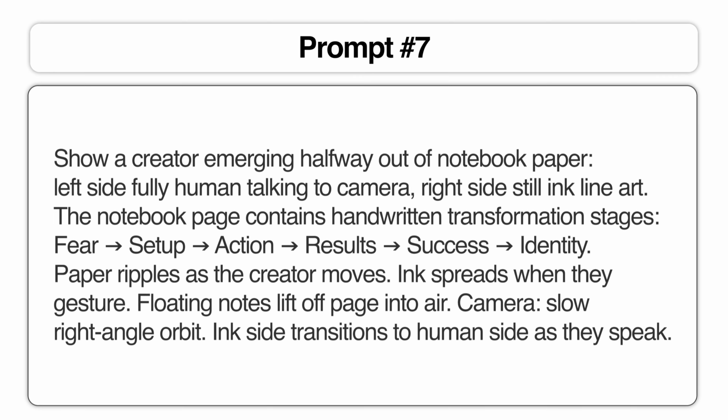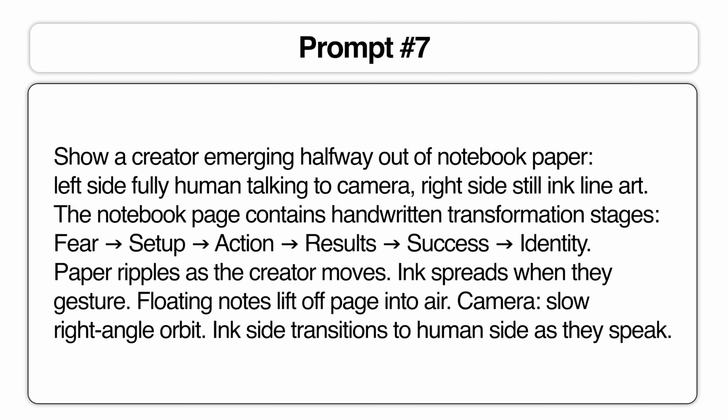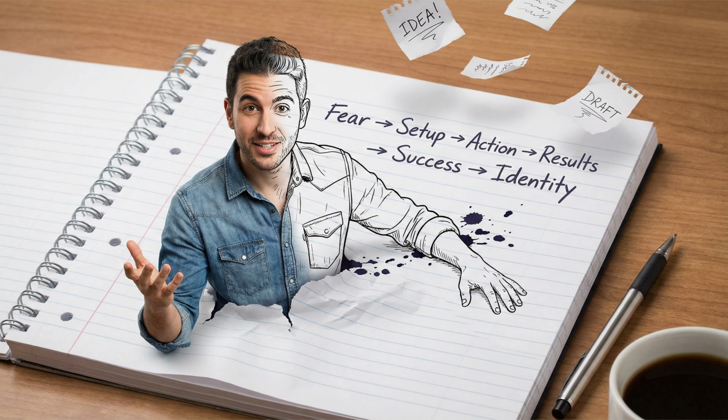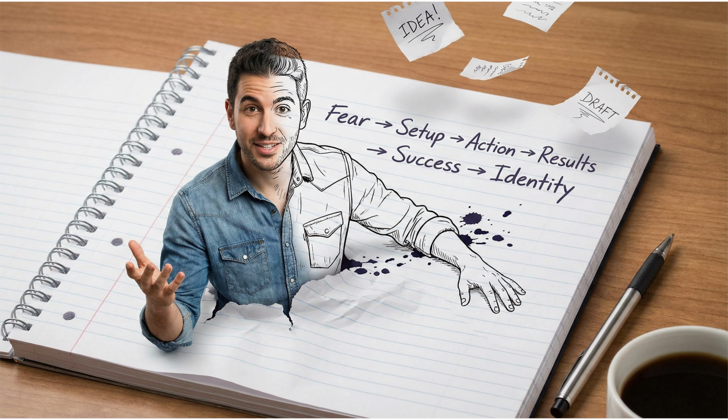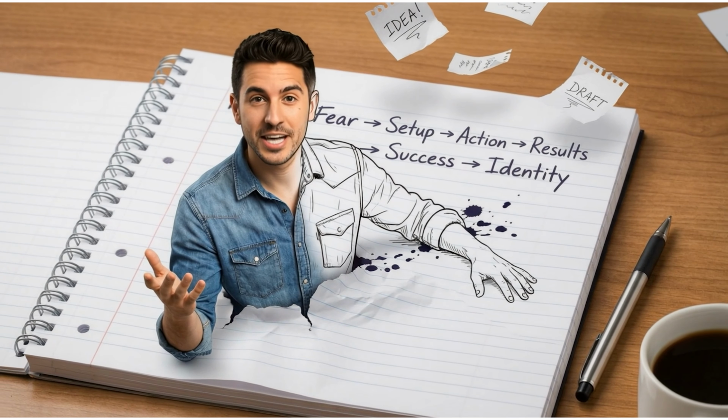All right, last one. This one's powerful. What happens if you use this prompt? Nano Banana Pro creates a transformation visual for coaches. It makes the invisible visible because transformation is real. But it's hard to sell if people don't get it fast. Now look at how instantly this lands.